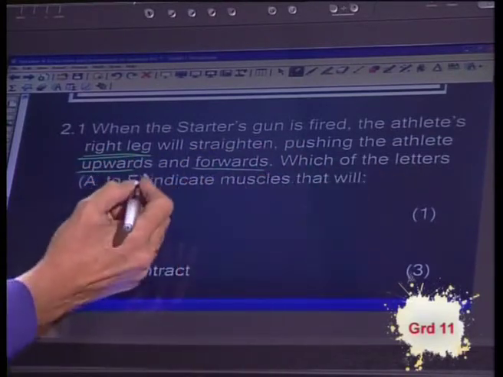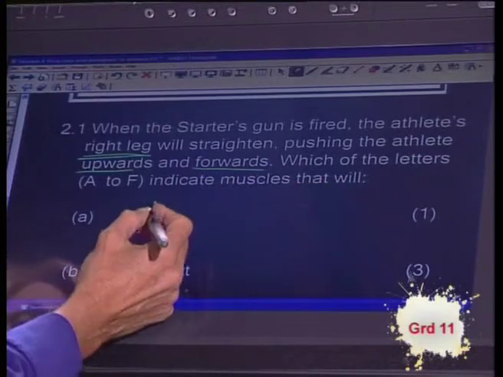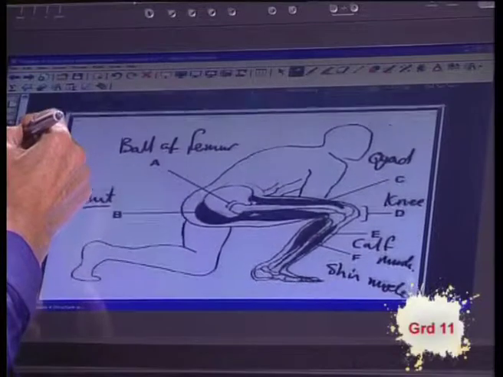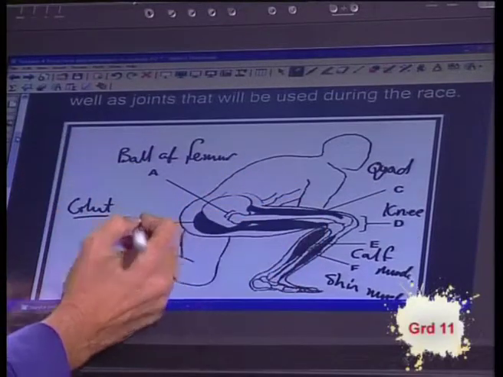Which letters, A to F, indicate the muscles that will contract and relax? So let's look at relax first. Which muscles here are going to relax? Now, wherever you are sitting watching this, take your right leg, just stand, put your right leg in front and bend down.